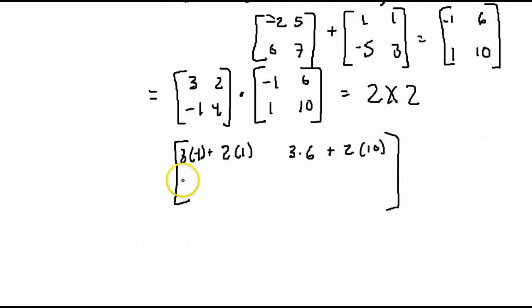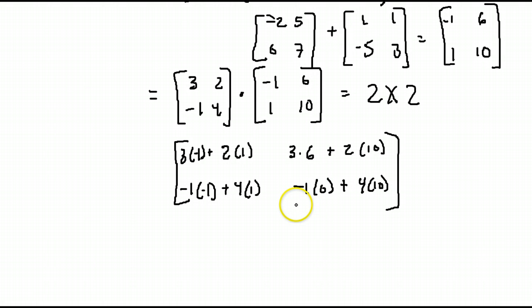Close up the bracket. Now for the second row, we use the second row of the first matrix times each of the columns of the second matrix. So we have -1 times -1 plus 4 times 1. And then the second element of the second row is -1 times 6 plus 4 times 10.